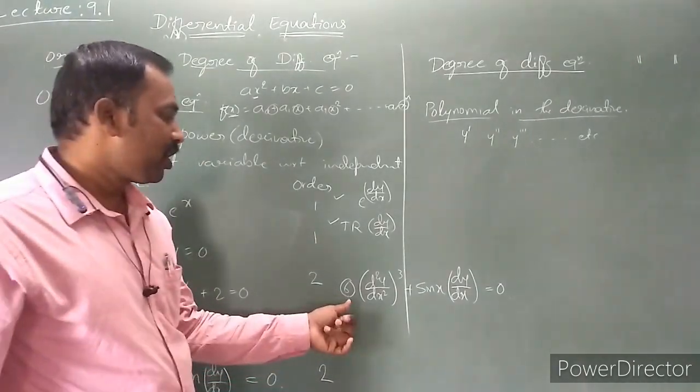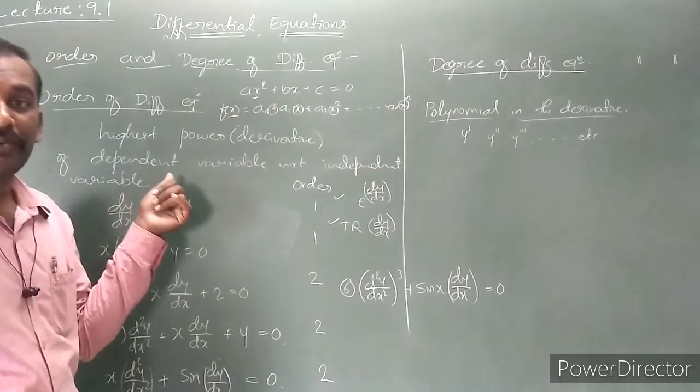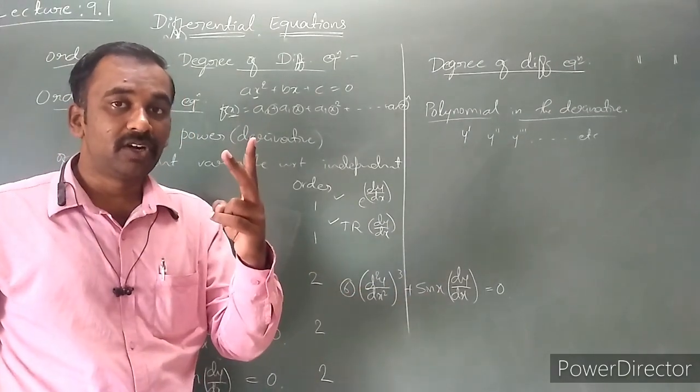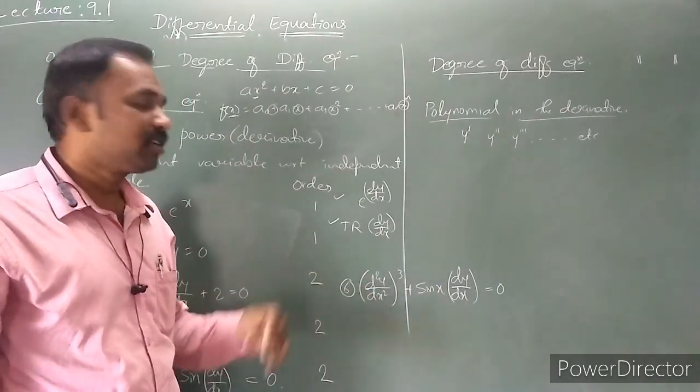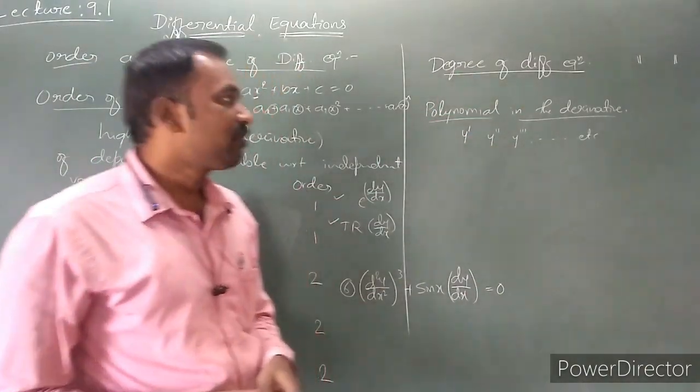Now tell me, what is the order of this differential equation? For the order of the equation, the highest order derivative is there. What is the highest order? Order of this differential equation is 2. Is that clear? Okay. So now, the degree of the differential equation.